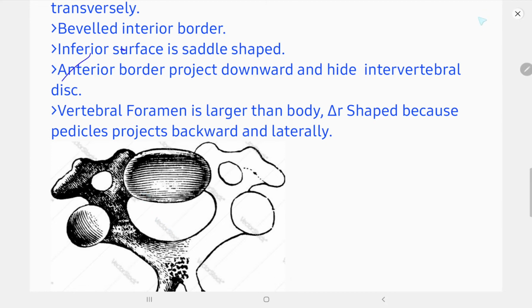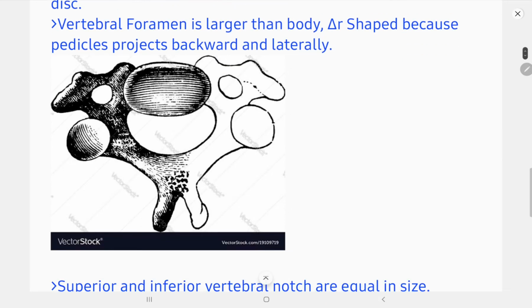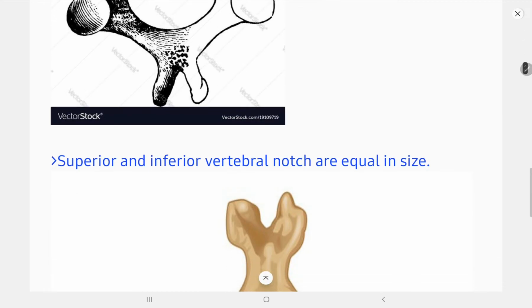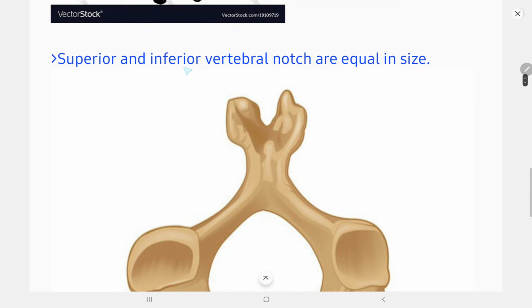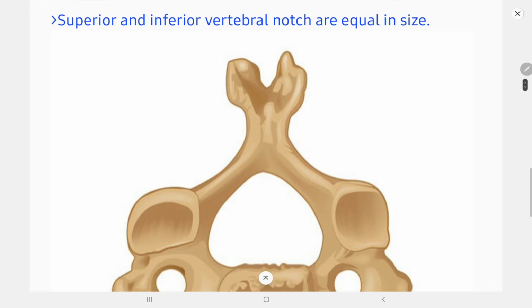Then you can see here that superior and inferior vertebral notch are equal in size. I will tell you afterwards, after these sessions about cervical vertebra, we will take a whole cervical vertebra together from C1 to C7, and I will explain the vertebral notch and the differences between the vertebral notch in each and every cervical vertebra.